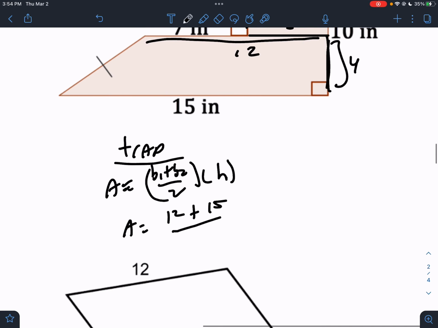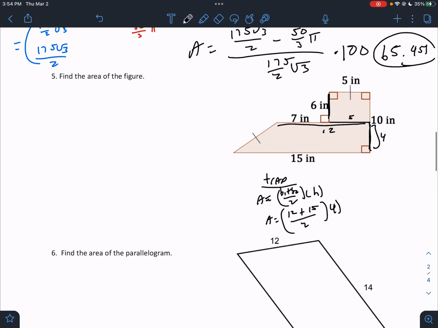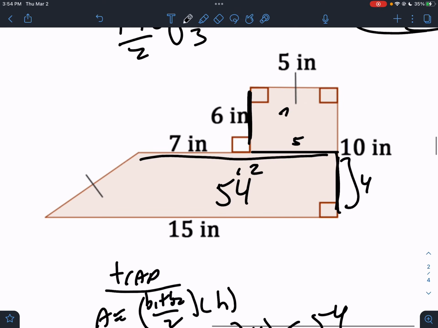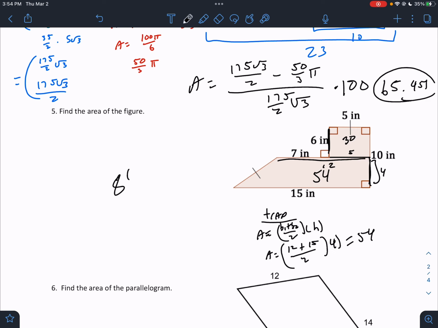I know I'm going kind of quick. So what would that be? That would be 27 times 2. That would be 54. So the trapezoid part is 54. The rectangle part is 30. The overall answer is 84.